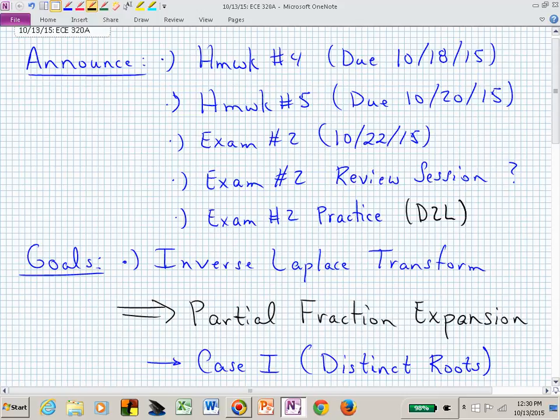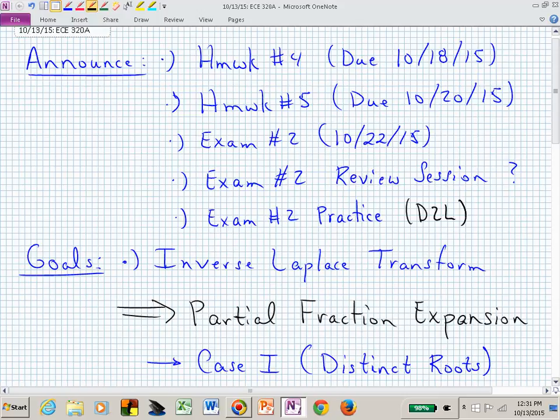A lot has happened since we last met. You have two assignments that are due rather quickly. One is due Sunday and the other one is due a week from today. And they cover essentially inverse Laplace transform material. The last problem on homework number 5 is dealing with the final value theorem.